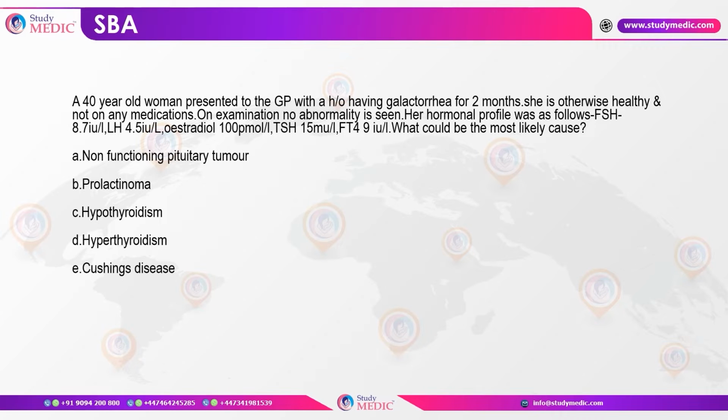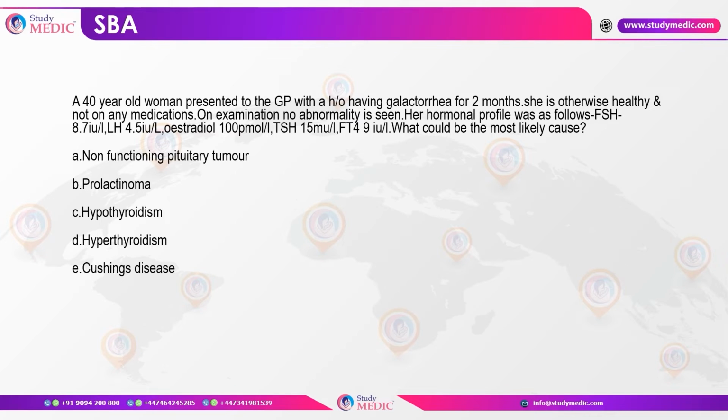A common question that would be asked would be like this: a woman presents to the GP having galactorrhea for 2 months, otherwise she is fit and healthy, she is not on any medications, and there is no abnormality seen. Her hormonal profile is like this: FSH and LH are in the normal range, estradiol is a little bit decreased, TSH is markedly raised, free T4 is in the normal range or slightly decreased. So what could be the most likely cause? Pause the video here, think of what could be the likely cause.